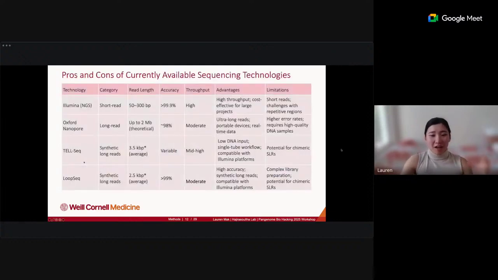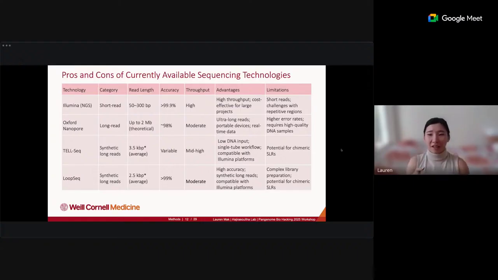So before I start jumping into the data and the results, I'm going to go over the pros and cons of currently available sequencing technologies. I'm sure for a lot of you this is very old hat, but I'm just going to cover this really quickly for people who haven't especially worked with synthetic long reads before. So I want to provide some context about the sequencing technology we've included in this project. So thinking back to the puzzle pieces, we can conceptualize short reads and long reads as small and large puzzle pieces, and synthetic long reads or linked reads as an intermediate size.